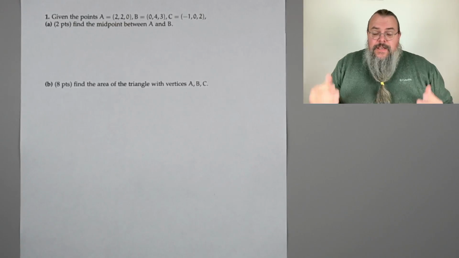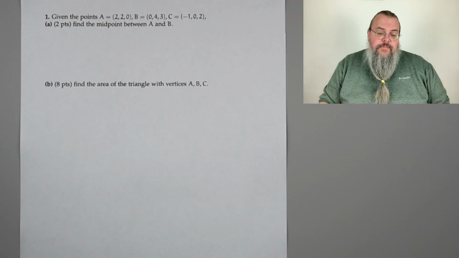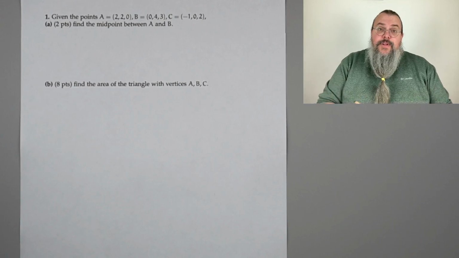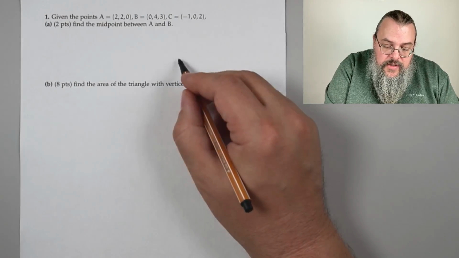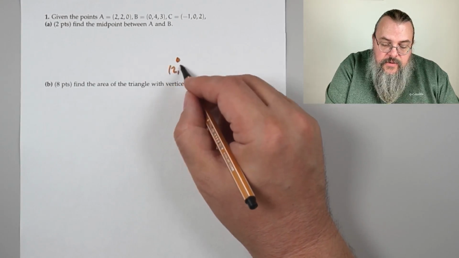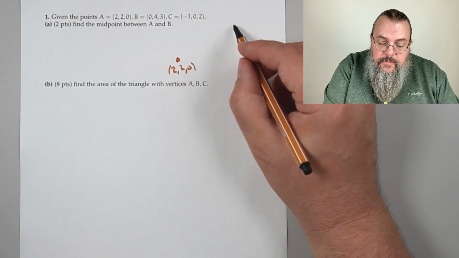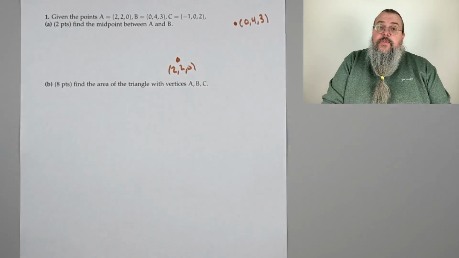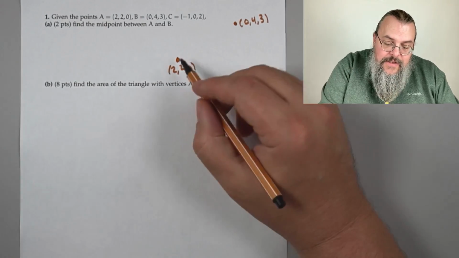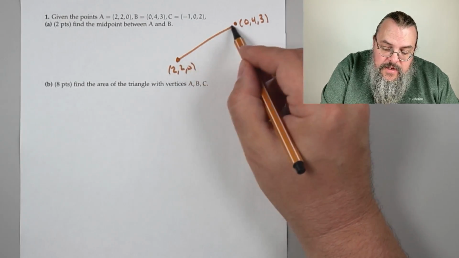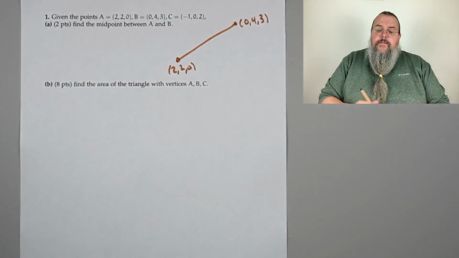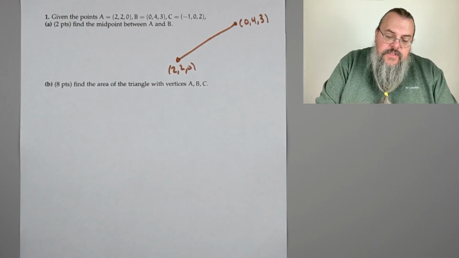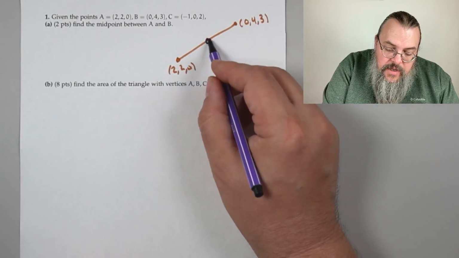Problem 1. We're given the points A, B, C, and we're asked to do two things. So let's start with part A. Find the midpoint between A and B. So the picture here is we have point A, (2, 2, 0). We have point B, (0, 4, 3). And we're asked for the midpoint. Now, we can draw that. If we think of it as a line segment connecting these two points, the midpoint is the one that's halfway along the line. So it's the point right in the middle.